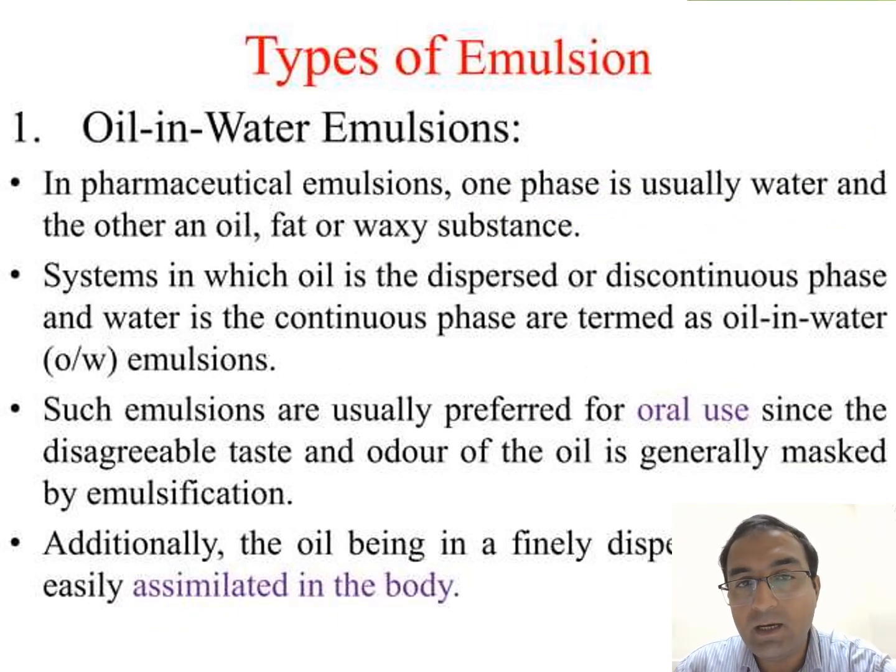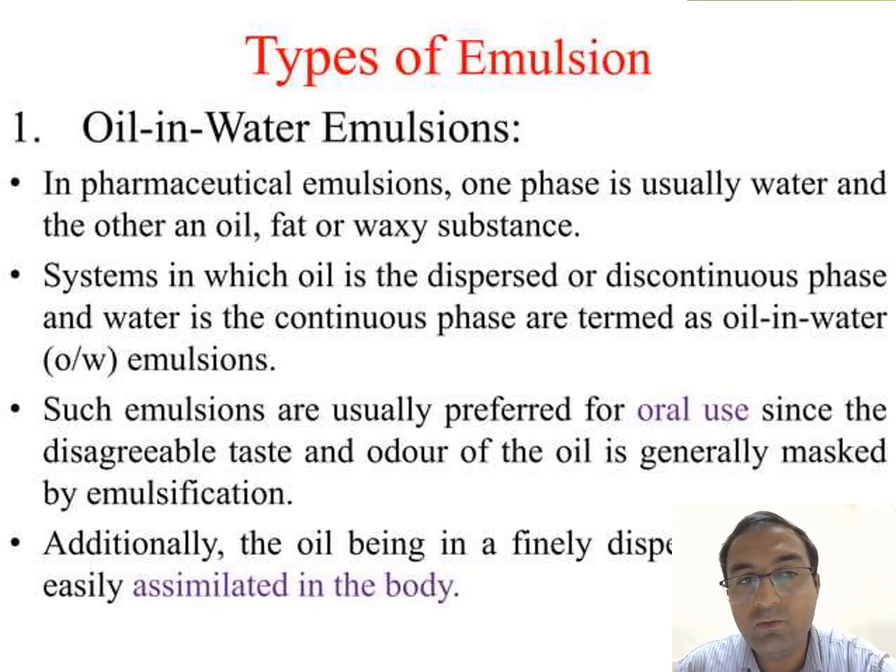So next is types of emulsion. There are two main types, on the basis of the type of dispersed phase and continuous phase. First one is oil in water emulsion and another is water in oil emulsion.